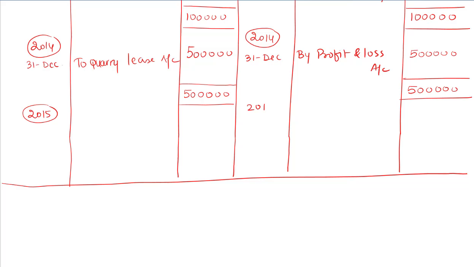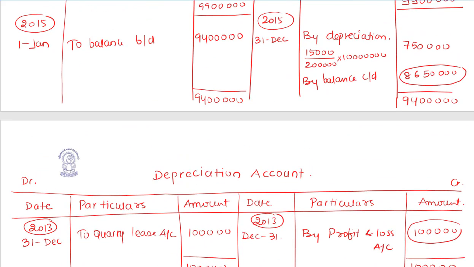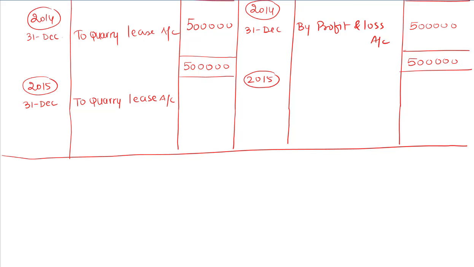2015, we need to do the accounting only for 3 years. In 2015, 31st December, to query lease account. To query lease account, the amount of depreciation is 7,50,000.